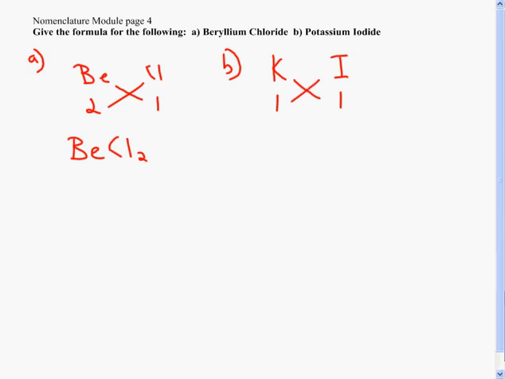In this case, the crisscross rule tells us that that 1 electron that potassium has to give away will be accepted by 1 iodine. Since it can only take 1, you only need to go together 1 to 1, and we have potassium iodide as KI.